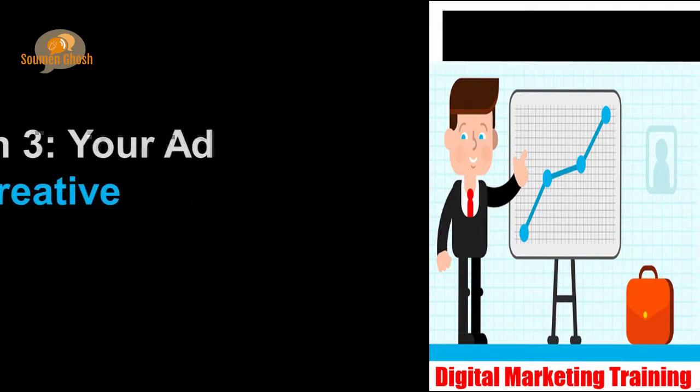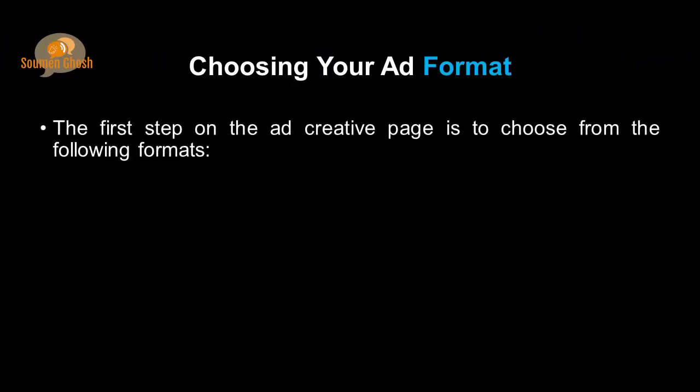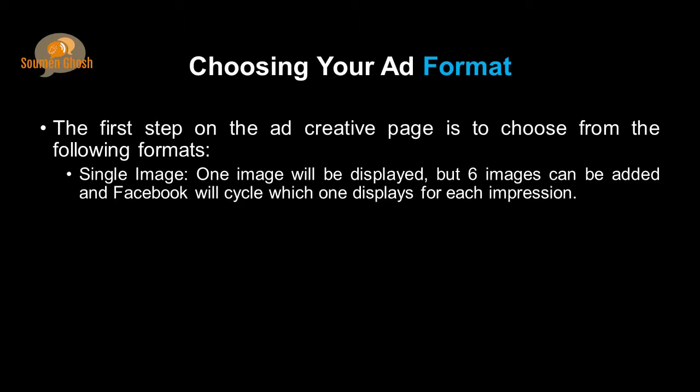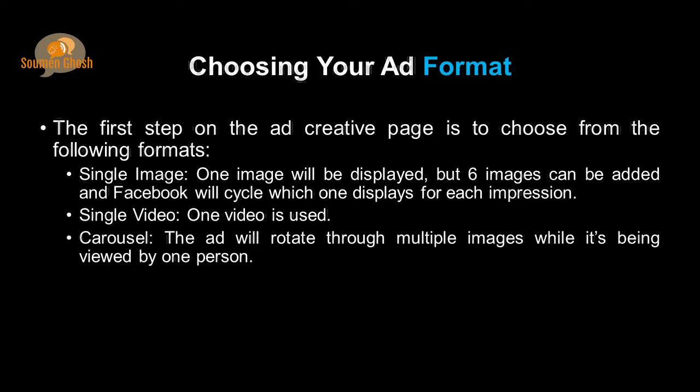So when setting up your ad creative, you're going to see multiple format options, including single image, single video, carousel, canvas, and slideshow. Single image simply means one image will be displayed, but you can add up to 6 images and Facebook will cycle which one displays for each impression. Single video is self-explanatory, and slideshow means Facebook will create a looping video with up to 10 images.